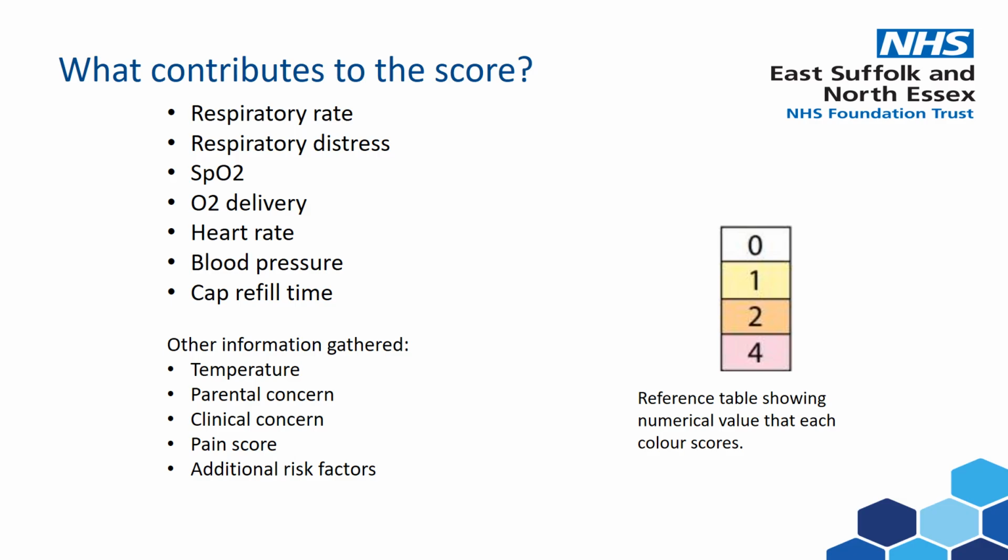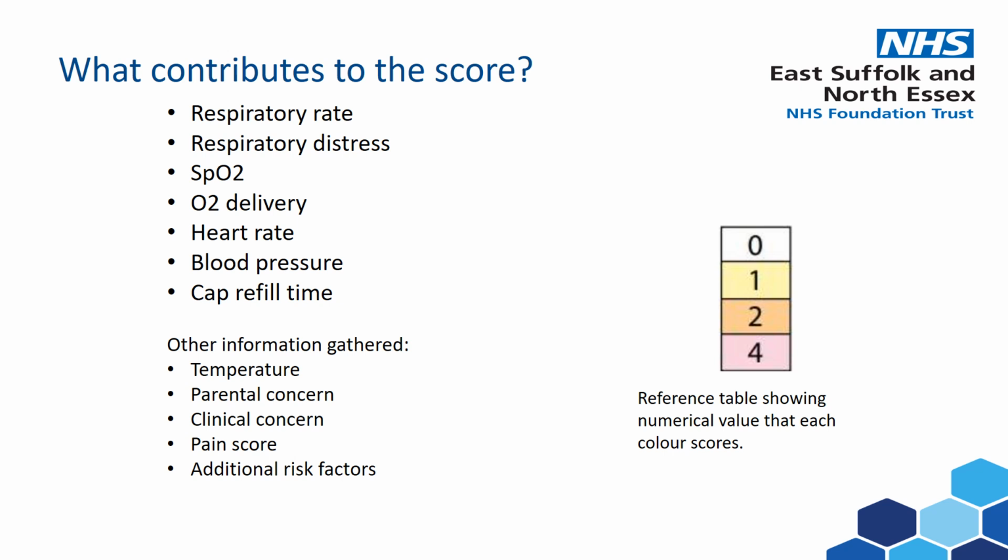So what is it that contributes to the PEWS score? Respiratory rate, respiratory distress, the child's saturations, how much oxygen they're receiving, their heart rate, their blood pressure, and their capillary refill time. Other information that you will gather, but which won't necessarily contribute to the PEWS score, is the child's temperature, any parental concern, any clinical concern, their pain score, and any additional risk factors.